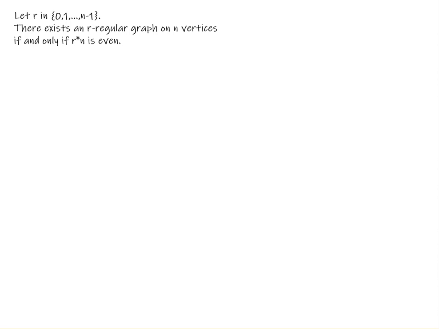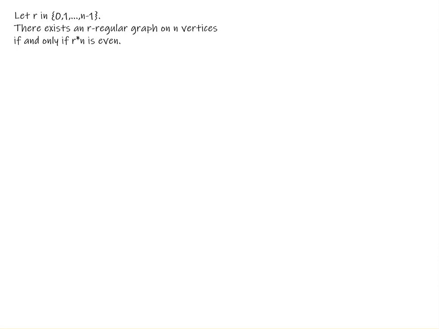In this short video, I'll draw a proof of theorem 2.6 in the book. And here's the theorem. So we have two integers, r and n, and r is anywhere between 0 and n minus 1. And this theorem says that there exists an r-regular graph on n vertices if and only if at least one of r and n is even.